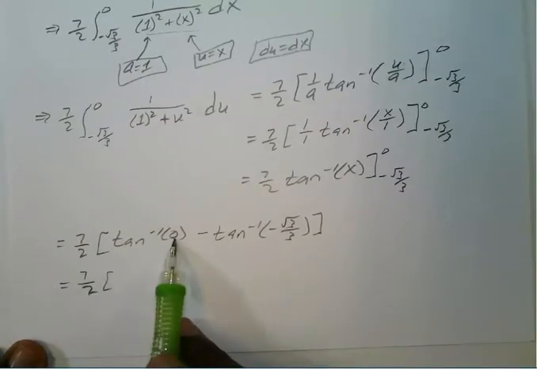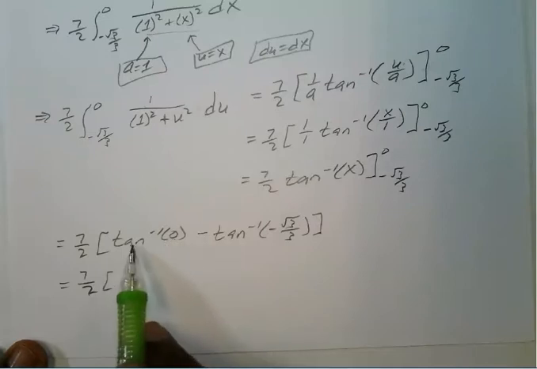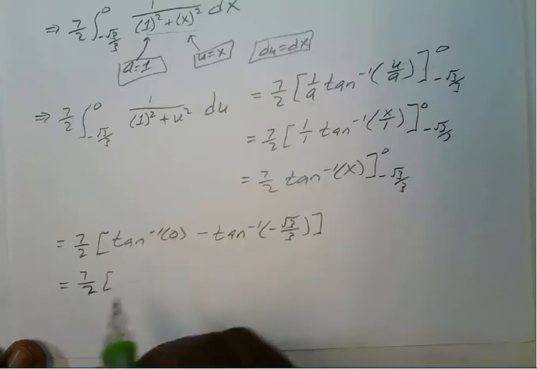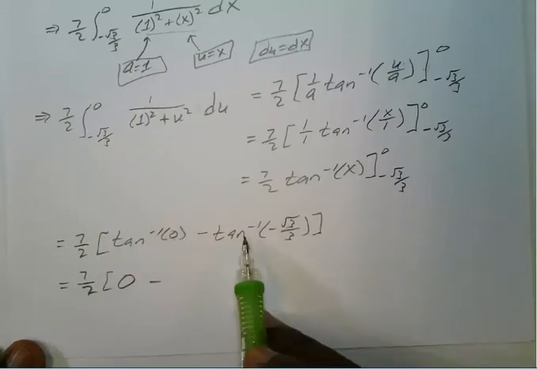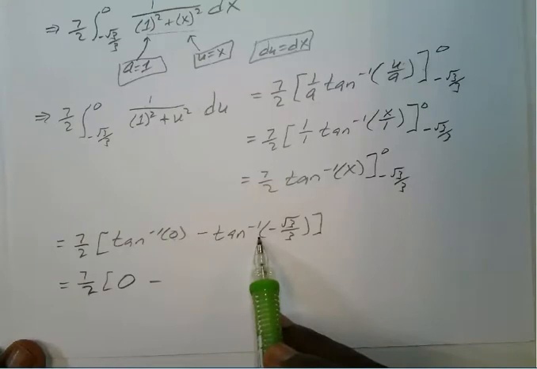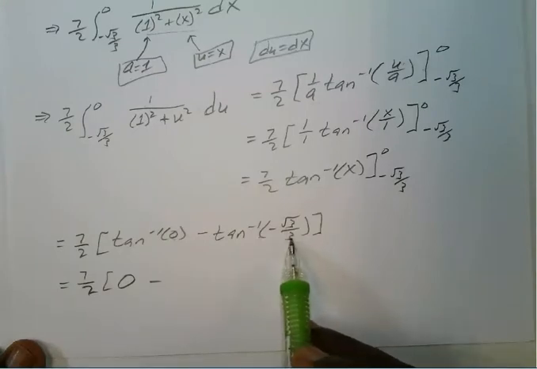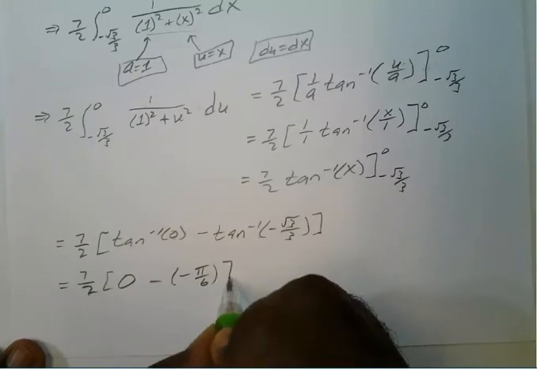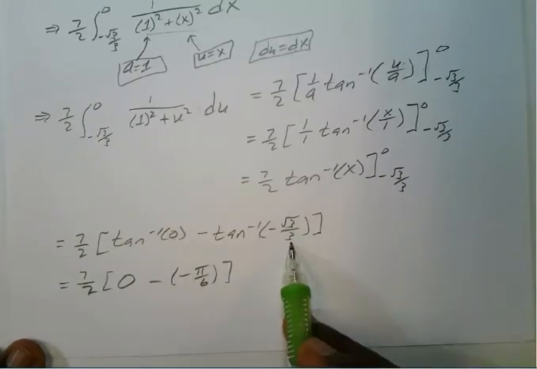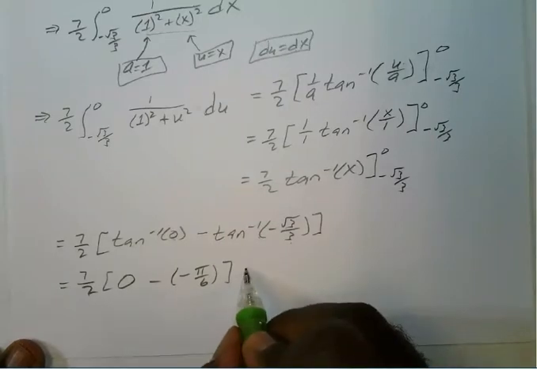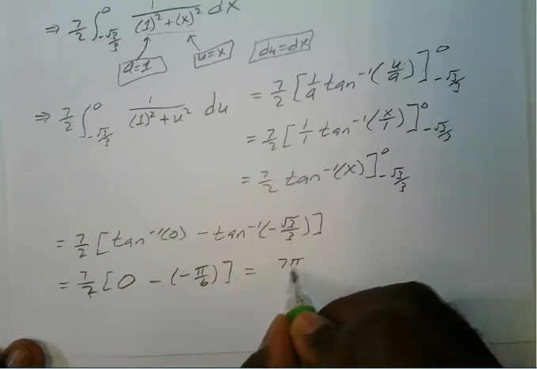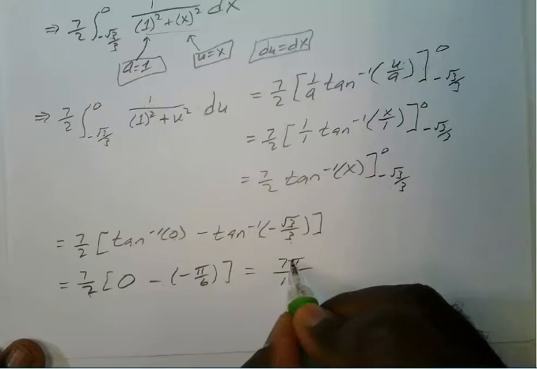And the tangent inverse of 0, tangent of what value will give you 0? Well, tangent of 0 is 0. So that's 0 minus tangent of what value will give you negative square root of 3 over 3? Well, negative pi over 6. Tangent of negative pi over 6 is negative square root of 3 over 3. So that's 7 over 2 times positive pi over 6, which gives us 7 pi over 12.